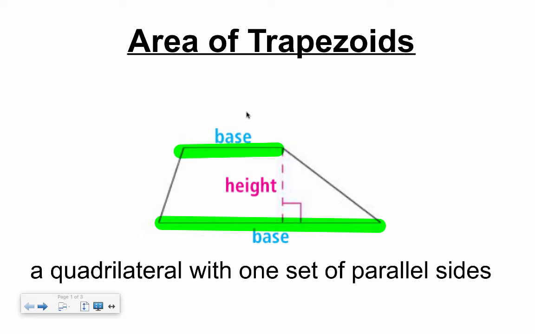Hi guys, in this video we're going to learn how to find the area of a trapezoid. So the shape you see on your screen right now is a trapezoid. The way we define it is that it's a quadrilateral, meaning it has four sides, and it has one set of parallel sides. And just keep in mind that for two lines to be parallel, they run side by side forever and ever without meeting each other.